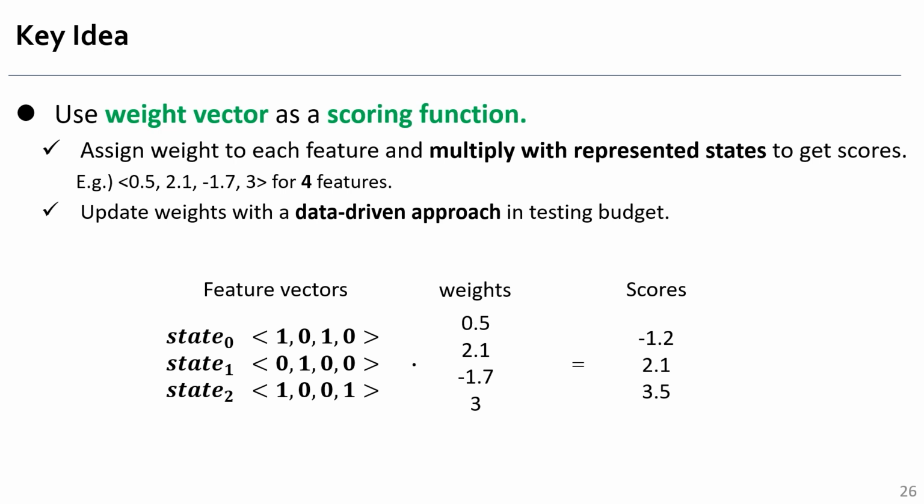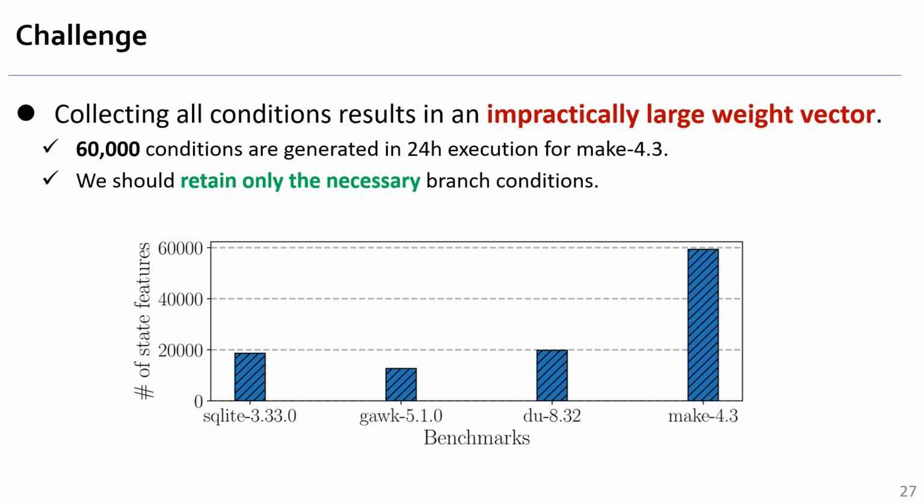So now we have defined two main components of the search strategy, but there remains the challenge that there are too many branch conditions. The graph on the slide shows the number of total unique branch conditions generated during 24-hour symbolic executions of 4 different benchmarks. In the case of make, a total of 60,000 branch conditions are generated, and collecting all of them as state features results in an impractically large weight vector. So we should retain only the necessary branch conditions.